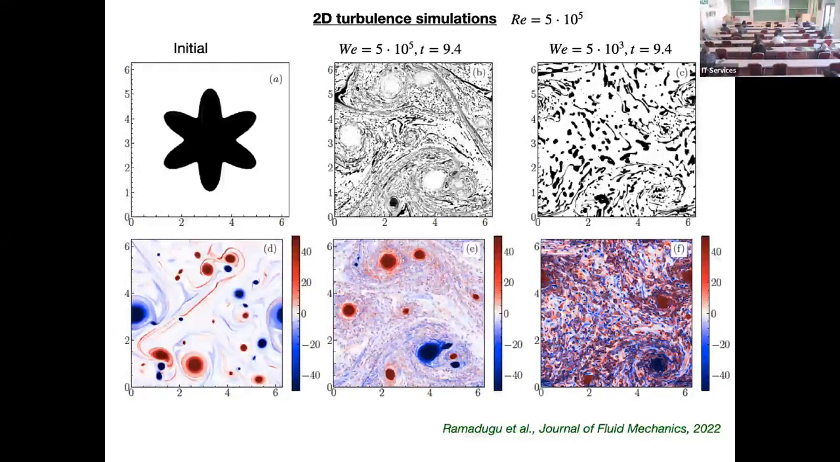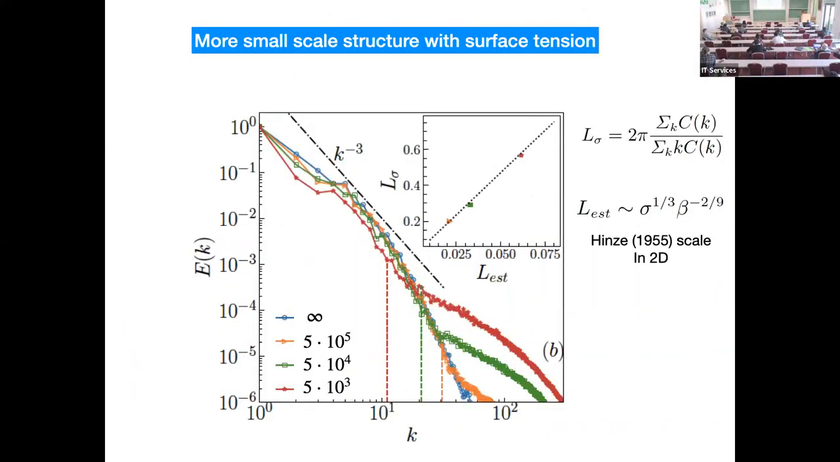So Hinze's argument is that when the local Weber number is order 1, the bubble will pinch off and become separated from the rest of the fluid. So turbulence can make bubbles of size given by where the Weber number is 1. That's the Hinze argument. And you will see that this is our scale, which we estimated from our numerics, and this is the Hinze scale. And of course, there is a prefactor there, but it's pretty proportional.